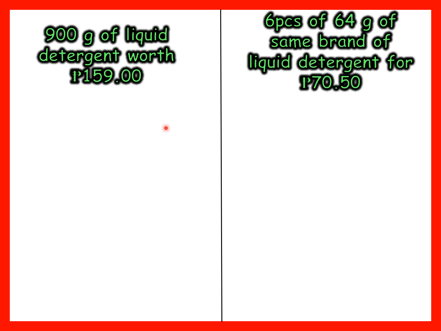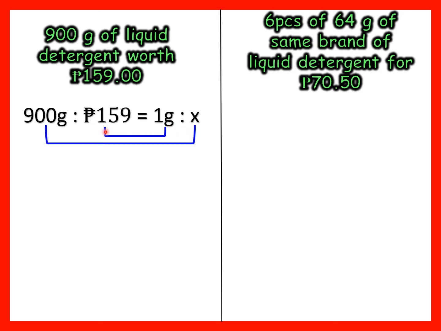In dealing with this proportion, we are going to solve for the value of x. To solve for x, we are going to find the product of the means, which is 1 gram multiplied by 159 pesos, and we will also multiply the extremes, the 900 grams and the variable x. Multiplying that, we will have 159 pesos, and then I affix the symbol grams, and on the other side that's 900 grams times x, so 900 grams then x.